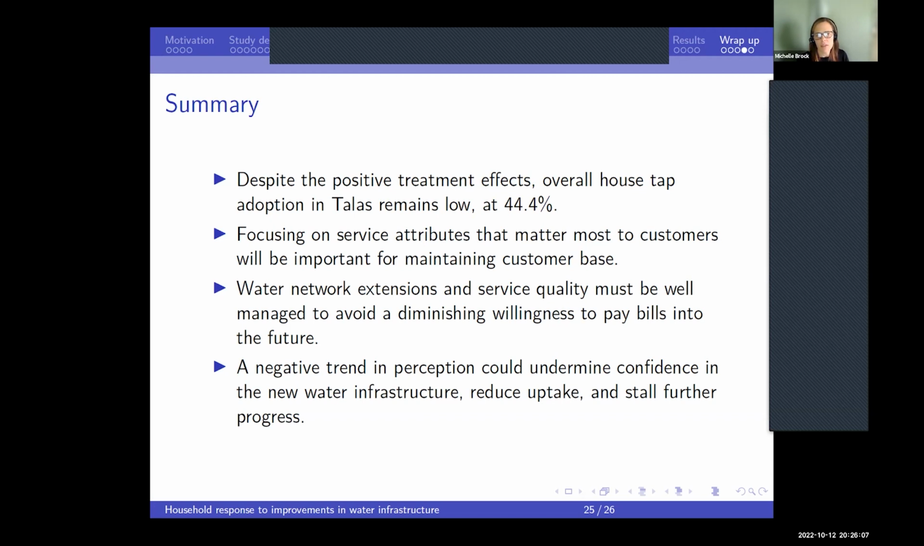So this is again speaking to the fact that despite the positive impact, we still only have 44% of people in Tillage connected. So there is still work to be done, but it is promising, especially for post-Soviet countries with lots of crumbling infrastructure. It may be that if you build it, they come, and you can build a nice, strong customer base to fund service improvements and maintenance. Thank you.